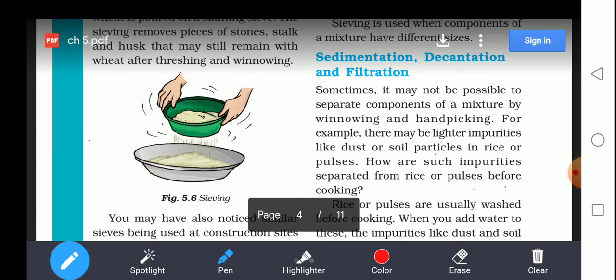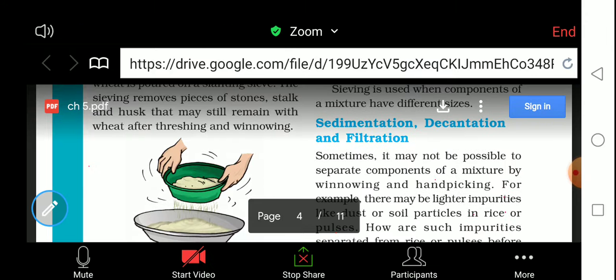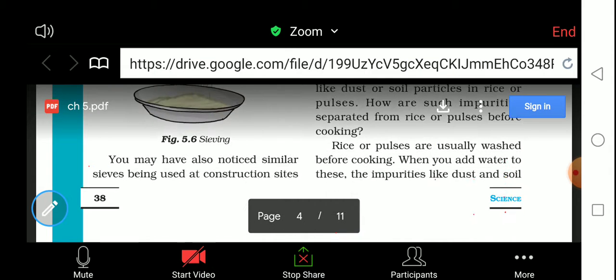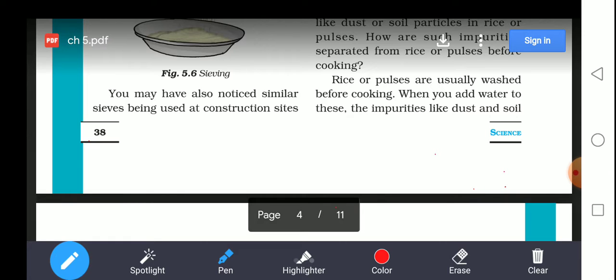So we have studied that it may be possible to separate components of a mixture by winnowing and hand picking. For example, there may be lighter impurities like dust or soil particles in rice or pulses. How are such impurities separated from rice or pulses before cooking? Before cooking rice or pulses, what are you doing? We add water in order to remove lighter impurities, or dust particles, which will float, so we can remove them easily. So rice or pulses are usually washed before cooking.